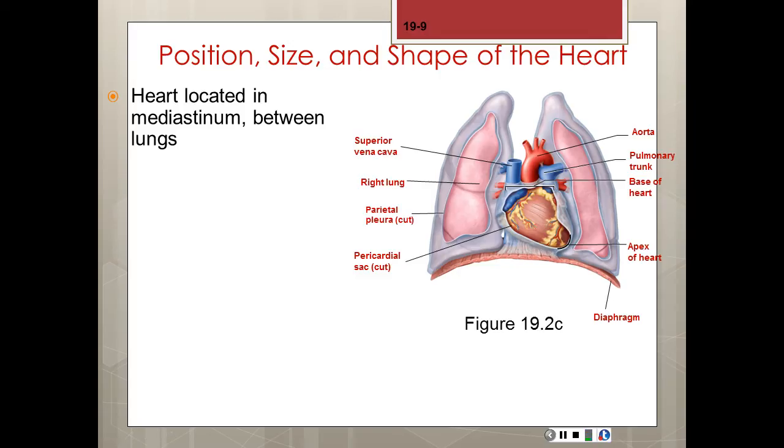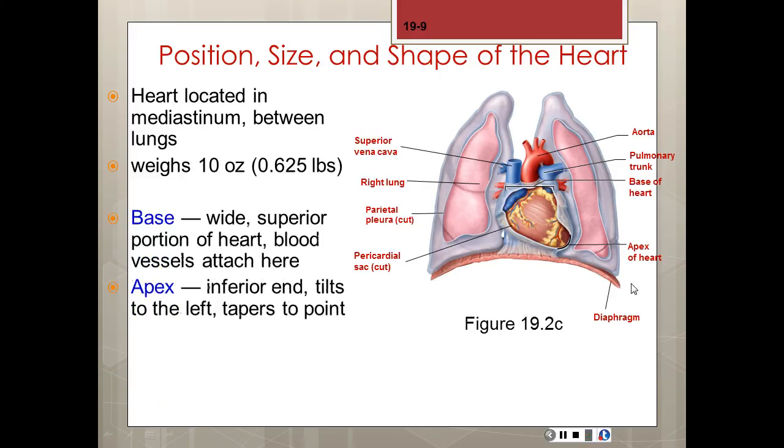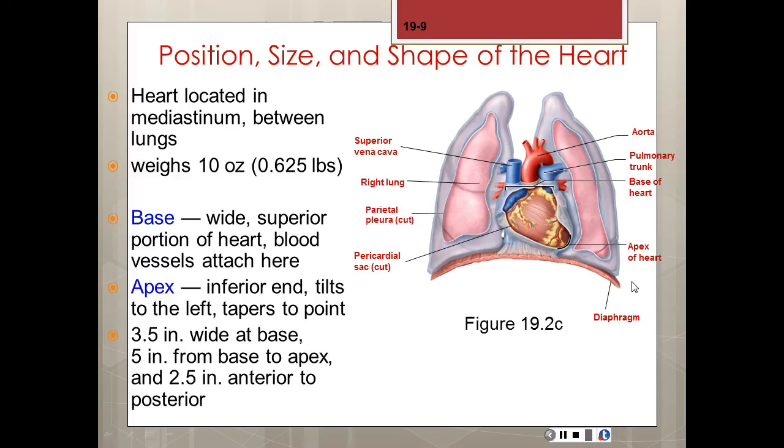The broad portion, which you see up top here, this is considered to be the base of the heart. And then that pointy end is called the apex. And this is just above our diaphragm.